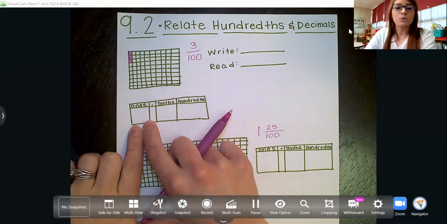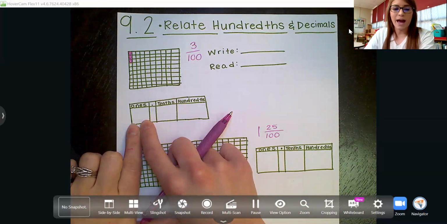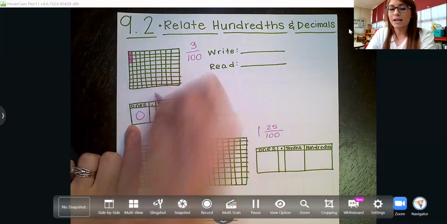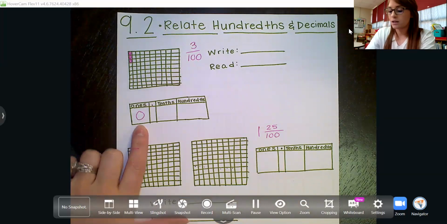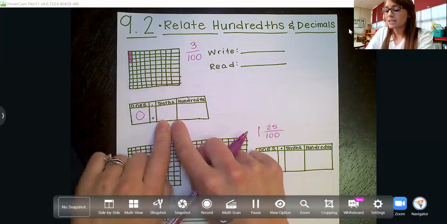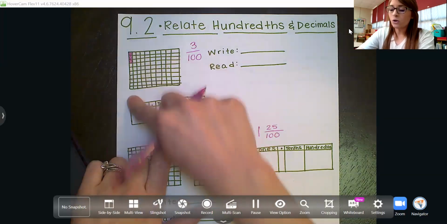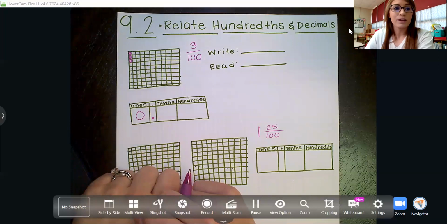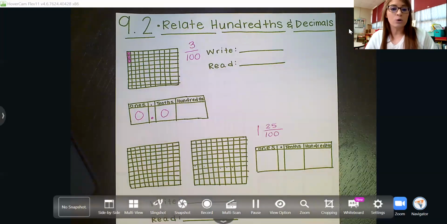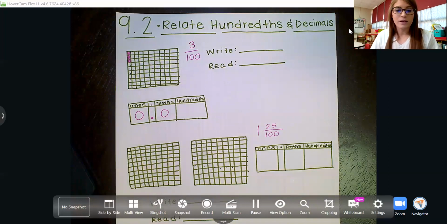So how many ones do we have? How many wholes do we have? Right, we do not have any wholes. So we are going to put a 0 in our ones place. Then we're going to bring that decimal point down. Okay, do we have any tenths? Do we have a full tenth shaded? No, we do not. So there is going to be a 0 placeholder in the tenths place as well.